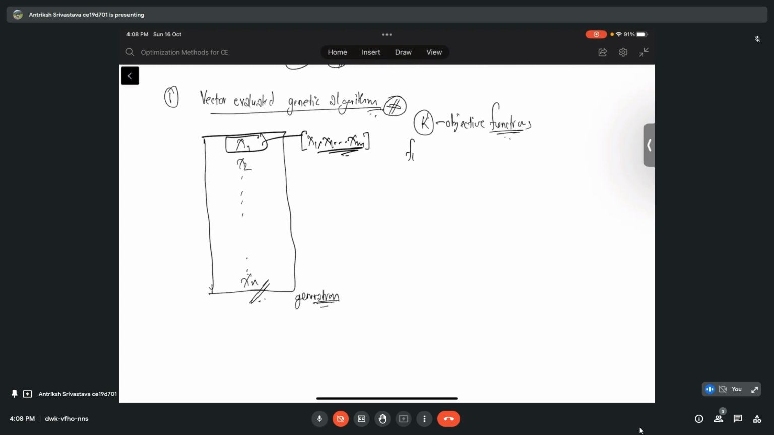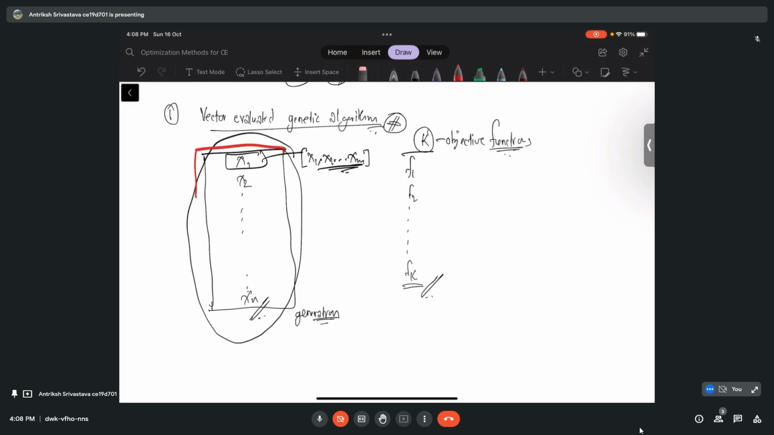Then you'll have f1, f2, and fk. What the vector evaluated genetic algorithm asks us to do is divide this group of n solutions in a generation into k groups. That's up to you how you divide; it can be equally divided. You divide it into k groups and use, let's say, this first group x1 and x2 for optimizing f1.